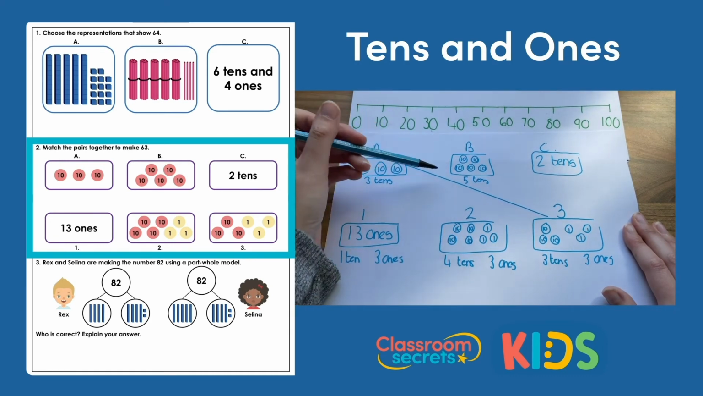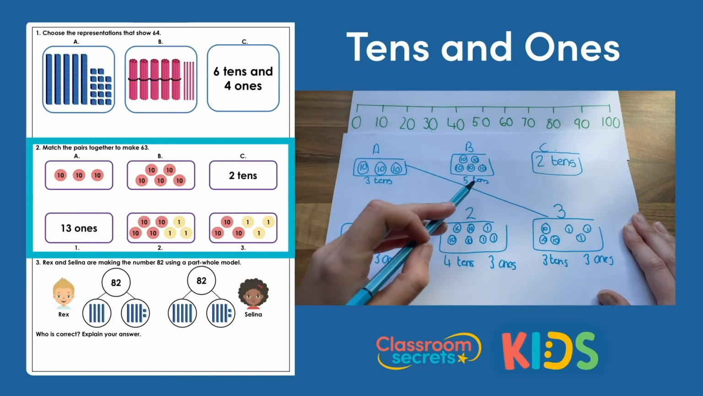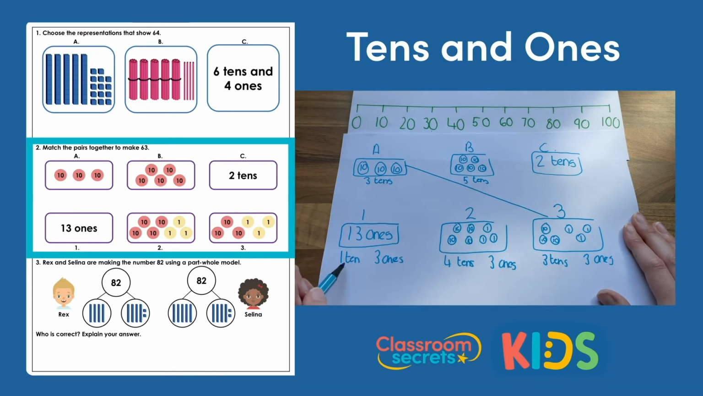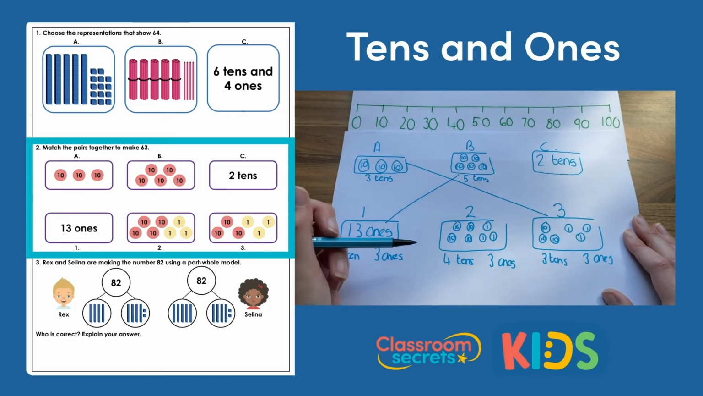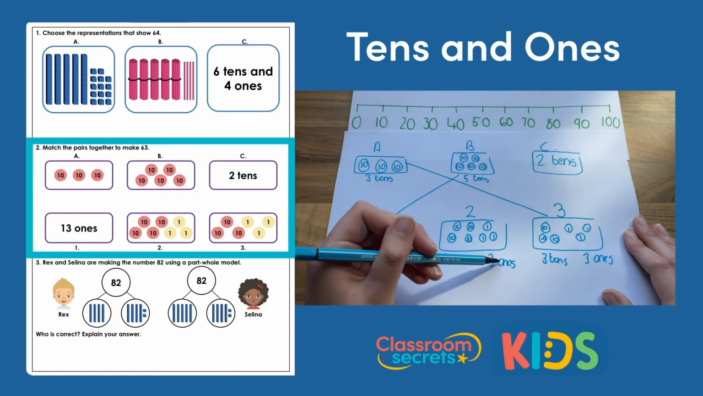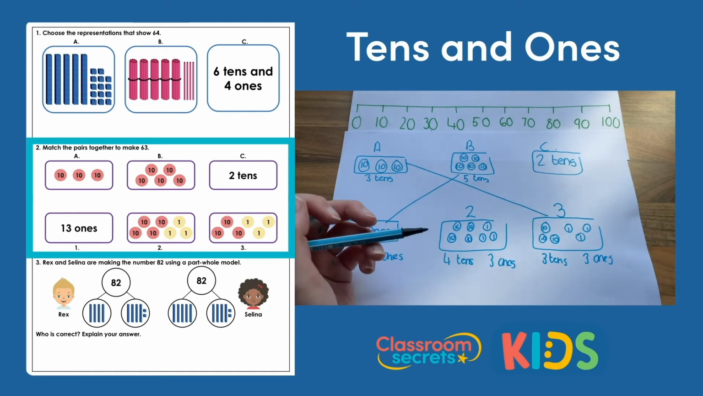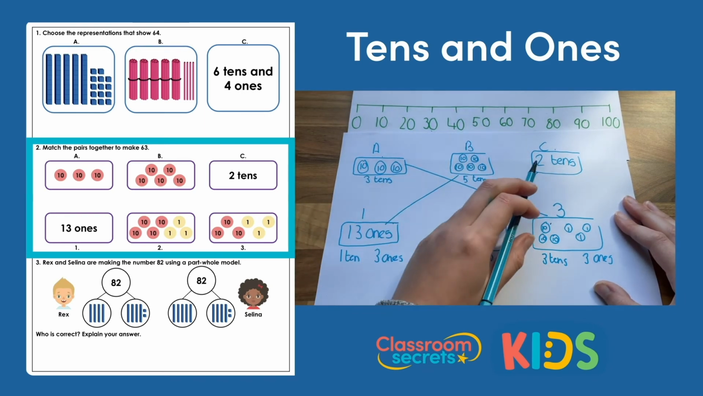Okay, let's move to number 1. We've got 1 ten and 3 ones, or 13 ones. 5 tens and 1 more is 6 tens and 3 ones. 6 tens and 3 ones. 60 and 3, 63. Those two match. Which leaves us with these two. These should match, but let's work it out to find out. We've got our 2 tens and then 4 tens and 3 ones. Well, 2 tens and 4 more are 6 tens and then 3 ones. 6 tens and 3 ones, 60 and 3, so they match as well. A and 3, B and 1, C and 2.